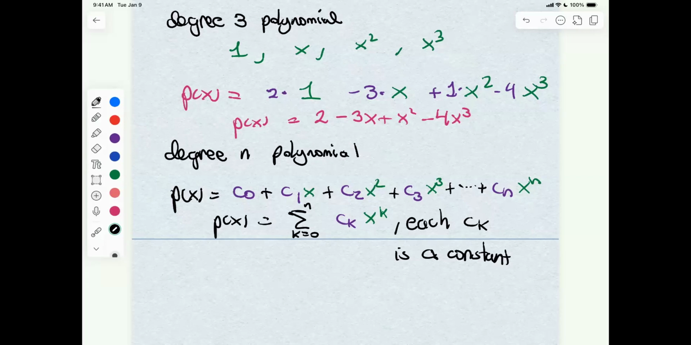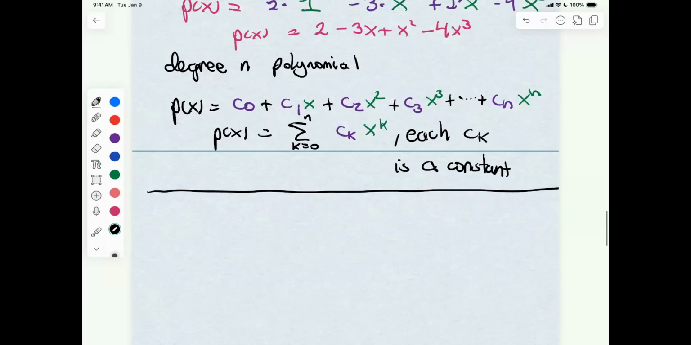Now, why are polynomials useful? They are useful because, in a sense, most realistic functions can be approximated by polynomials, and that has to be made more precise. And that's kind of what I'll start telling you about today.